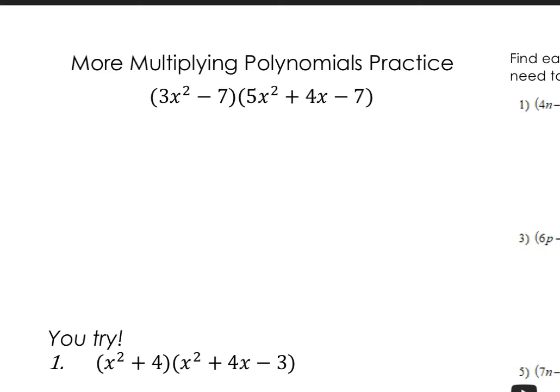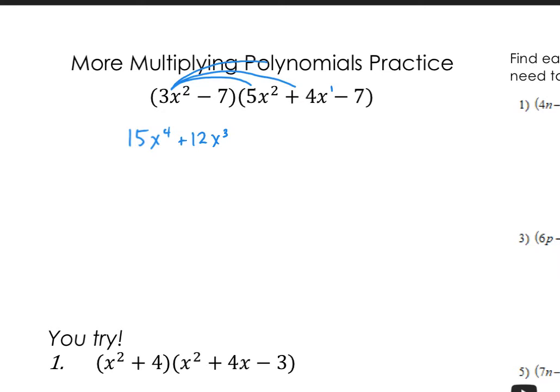So the first way is just using distributive property. But in this case, we are distributing 2 things. So 3x squared times 5x squared, remember we multiply the coefficients, so 15, and then we add our exponents, so x squared and x squared is x to the 4th. And then we're going to do 3x squared times 4x, so 3 times 4 is 12, so plus 12, and then x squared times x to the 1st, that's x cubed.